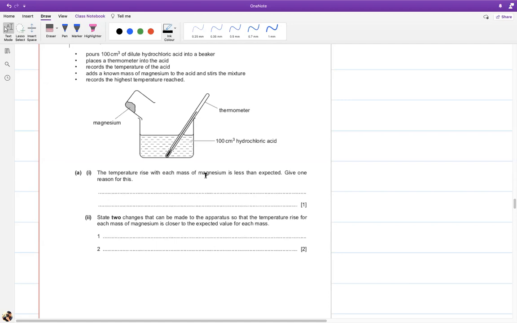And that's exactly what the examiner wants you to do in part 2. He says state two changes that can be made to the apparatus so the temperature rise for each mass is closer to the expected value. So what is it? It's common sense. Add insulation, don't use a beaker, use something that doesn't let the heat escape.